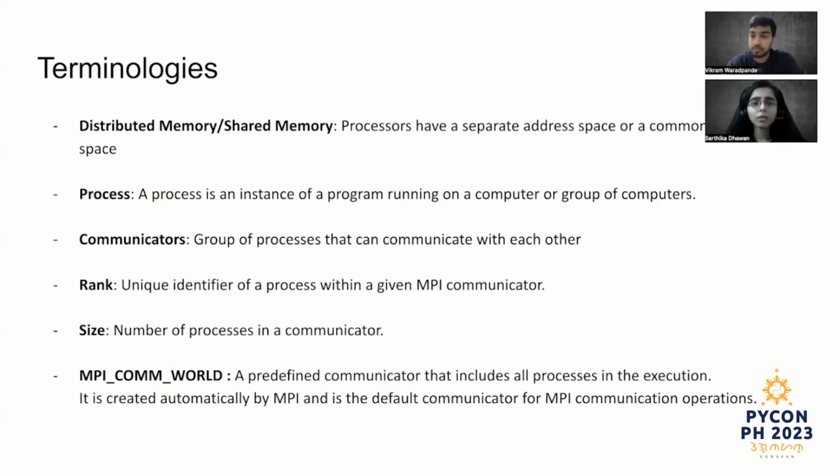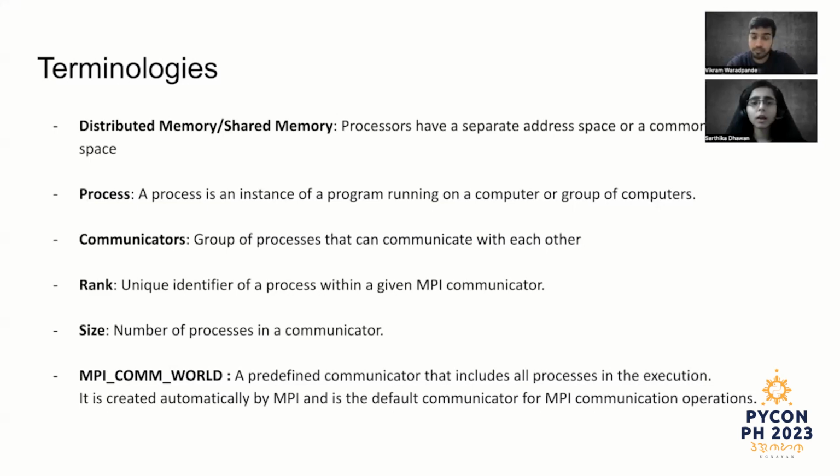It defines a context for communication, including the number of processes and the ranks of each process. Rank is a unique identifier within a given MPI communicator, and each process is assigned a unique rank. It's used for identifying the processes in the communicator. And then there is size. Size is the total number of processes within the communicator. So it defines the range of the rank. The rank ranges from 0 to size minus 1.